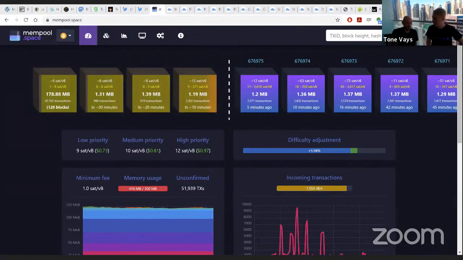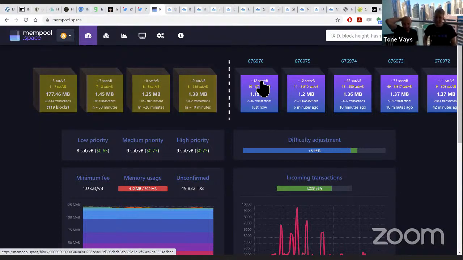Like, we have a mutual friend that's hanging out with us, and I'm not going to drop any names. Trying to. Oh, we just found a block. Average block fee was 12 sats per byte.